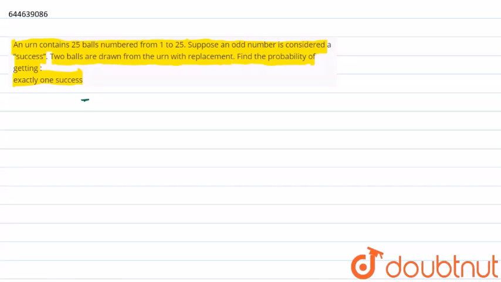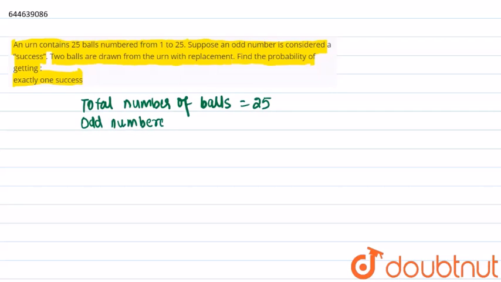So we have been given that the total number of balls is equal to 25. Therefore, odd numbered balls equal 13 balls, and we have to find the probability for exactly one success.